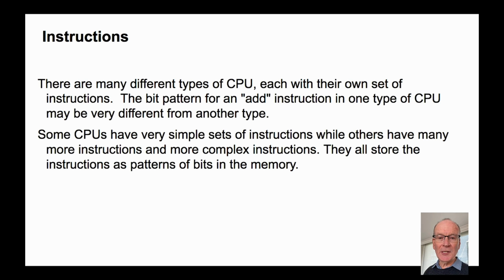Also, there are differences in complexity. You might find some CPUs have a very large number of instructions that do all sorts of very complex things. Alternatively, a simple instruction set computer or a reduced instruction set computer would have only a few instructions, and you have to make do with those and maybe combine many instructions to get the effect of one of the instructions in the more complex computer. The common thing, though, is that they all store their instructions as patterns of bits in the memory.